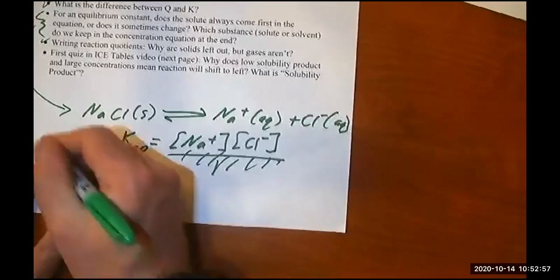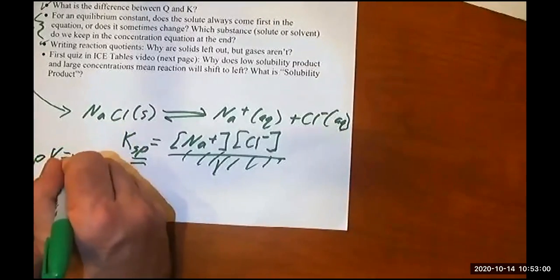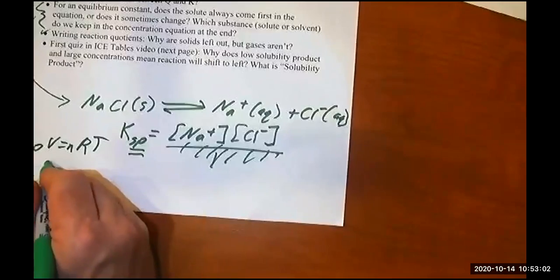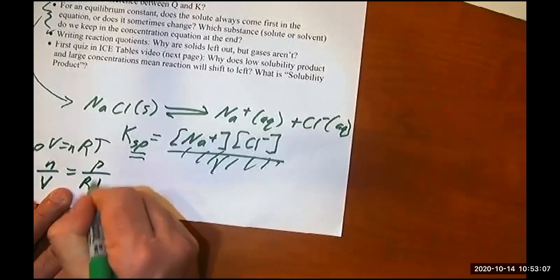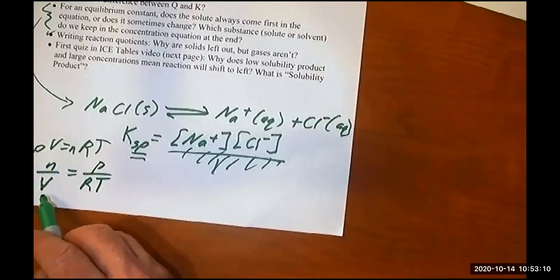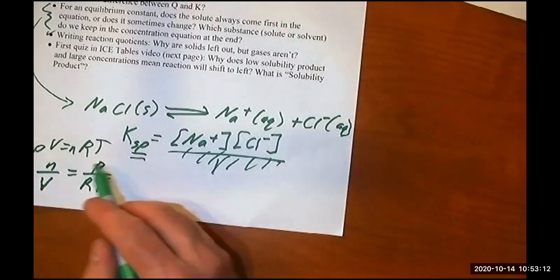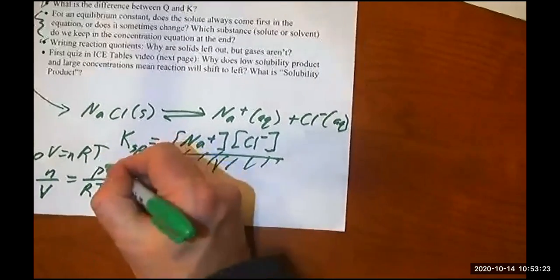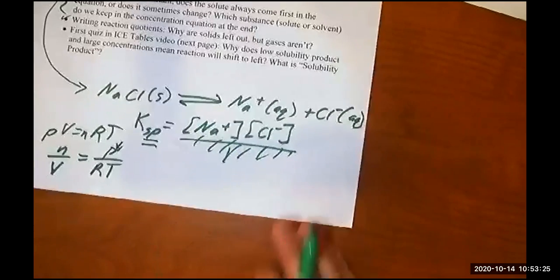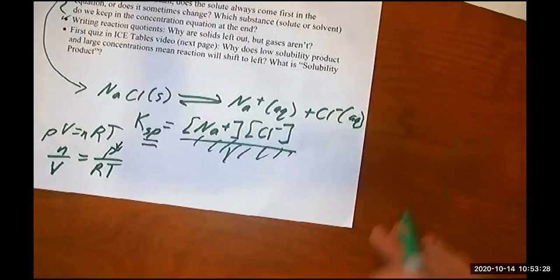And remember, if we take the ideal gas law, PV equals nRT, we can solve this for n over V, which is a concentration, moles per liter, molarity. And so in a gas, you can have different concentrations by simply changing the density of the gas, changing the partial pressure of the gas, which is what this is right here. So it is something that can change, and so we keep it part of the equilibrium constant and part of the reaction quotient.